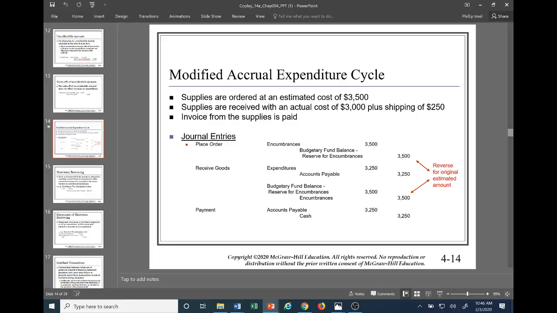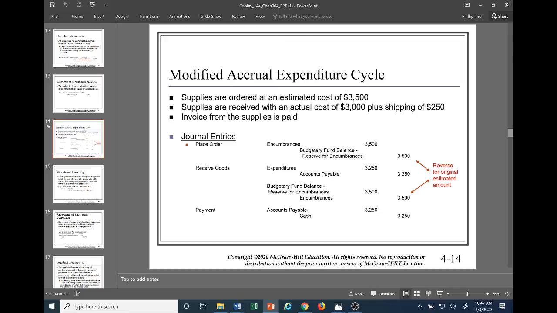They got a little out of order here. Some people do these entries when they receive the goods. They'll do the expenditure, set the liability up first, and then reverse the encumbrance. I like reversing the encumbrance first because it's easy to forget to do so. If you just set up the expenditure, you think you're done, by nature. So I like reversing the encumbrance first because that way you don't forget that step. But you can do it either way. It's up to you. I prefer doing the reversal first.